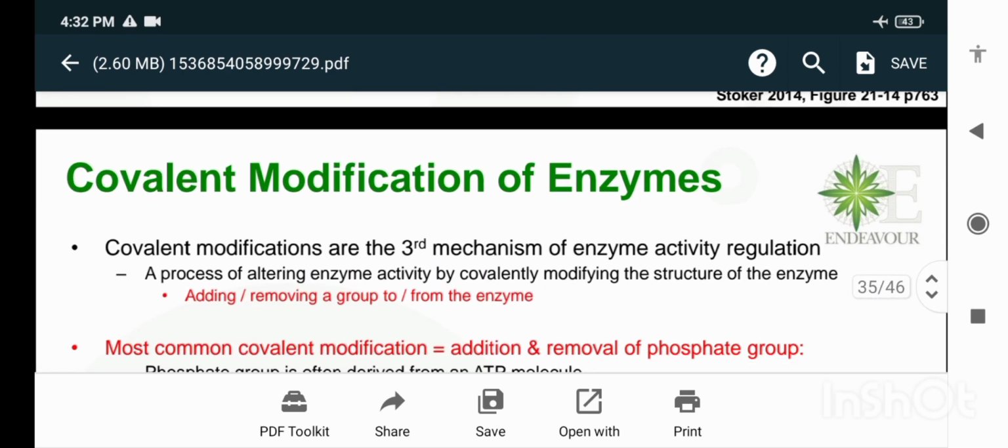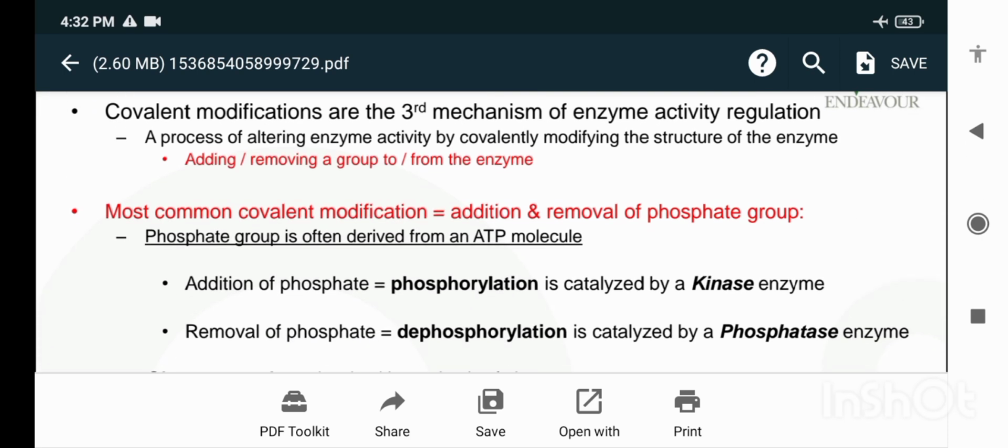It is the covalent modification of the enzyme. Covalent modifications are the third mechanism of enzyme activity regulation, a process of altering enzyme activity by covalently modifying the structure of the enzyme, adding or removing a group from the enzyme. The most common covalent modification is the addition and removal of a phosphate group.